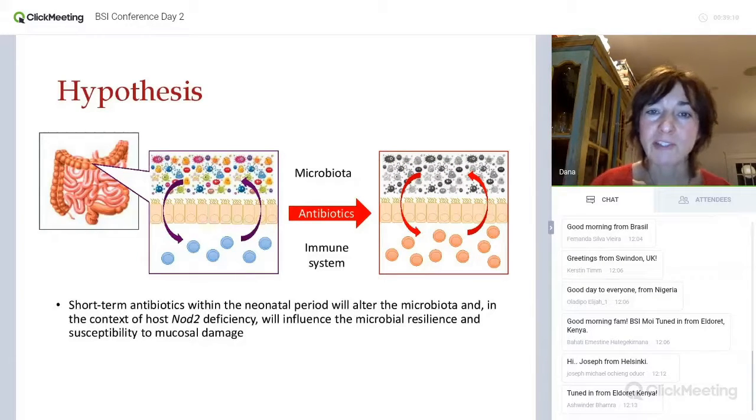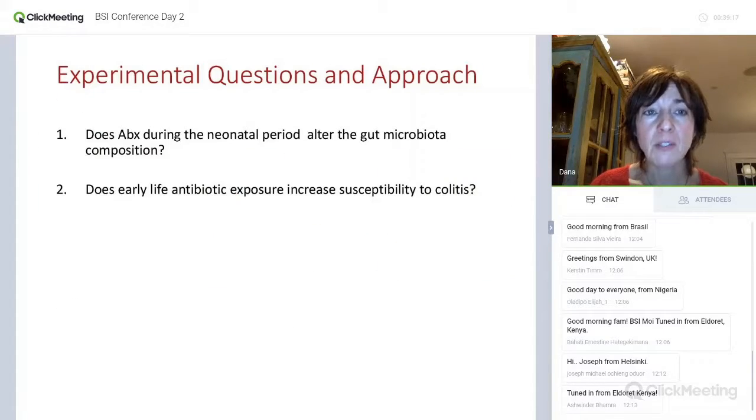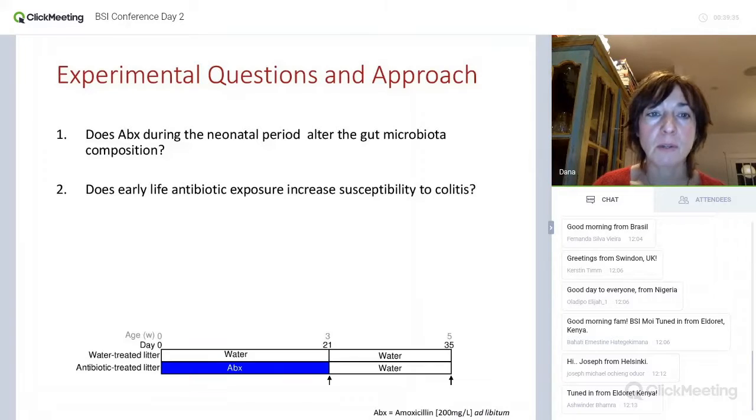That's the picture, I guess. The antibiotics affecting the microbiota and how this might affect the development of disease. So the experimental questions we have are, first of all, does antibiotic treatment during this neonatal period alter the gut microbiota composition? And does early life antibiotic exposure increase the susceptibility to colitis in this mouse model?